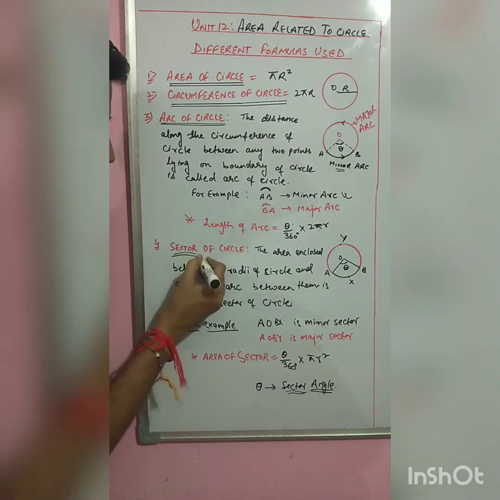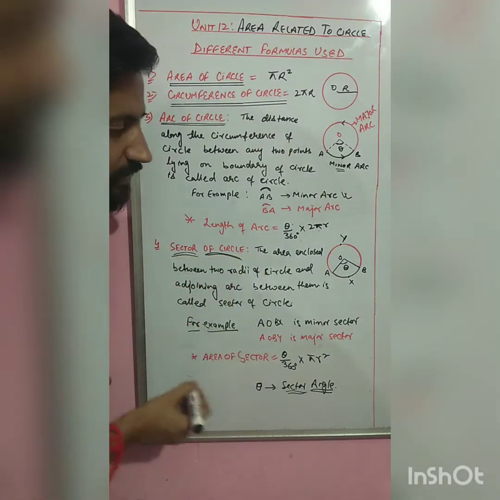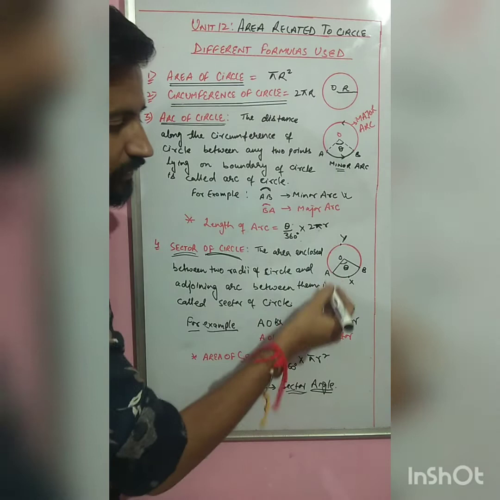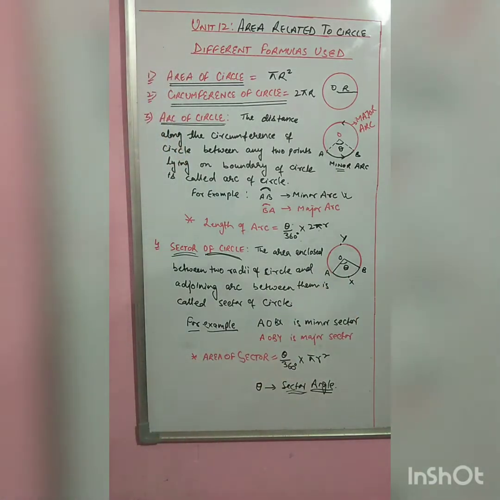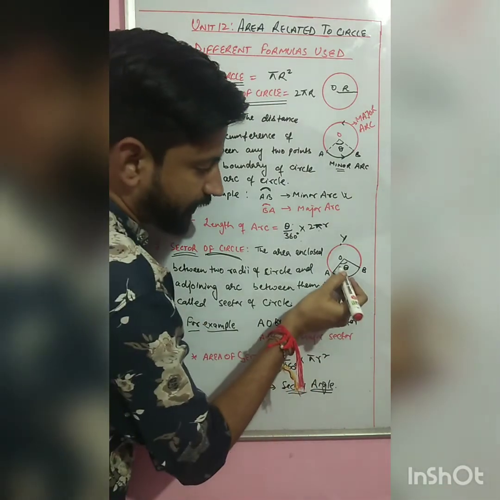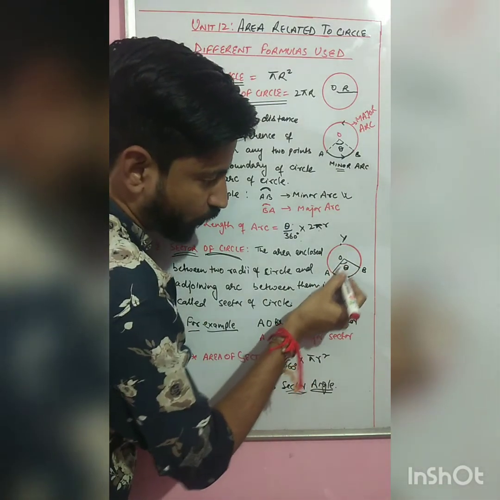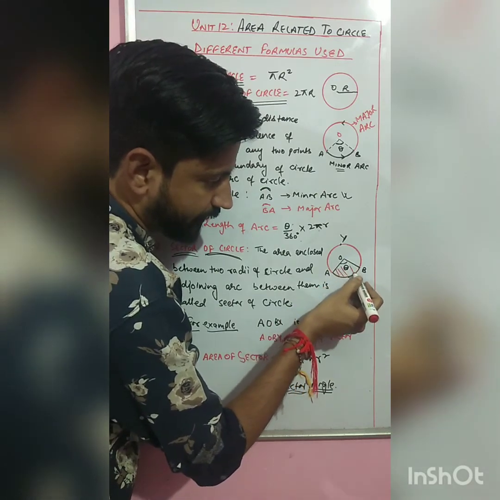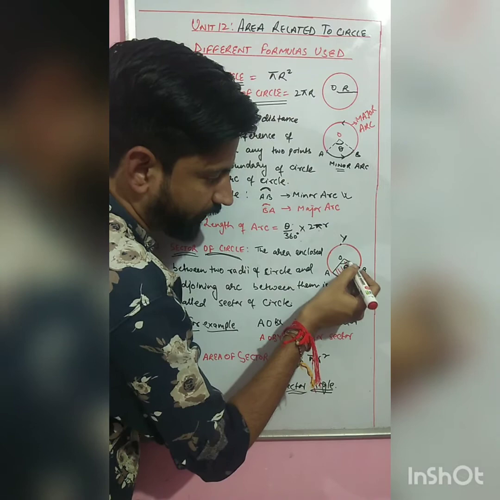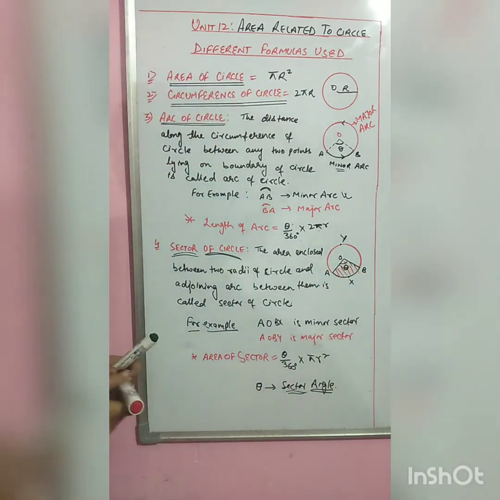Then the next one is the sector of a circle. What is the sector of a circle? Like here I am showing you by shading with the red marker, this area which is enclosed between the two radii and the arc is called the sector of the circle. This is called the sector.